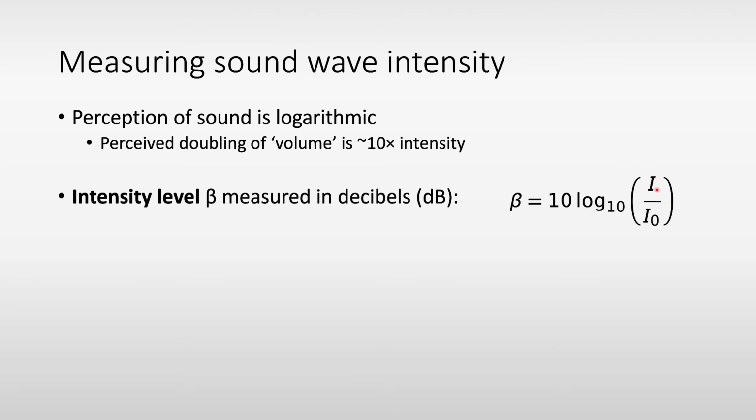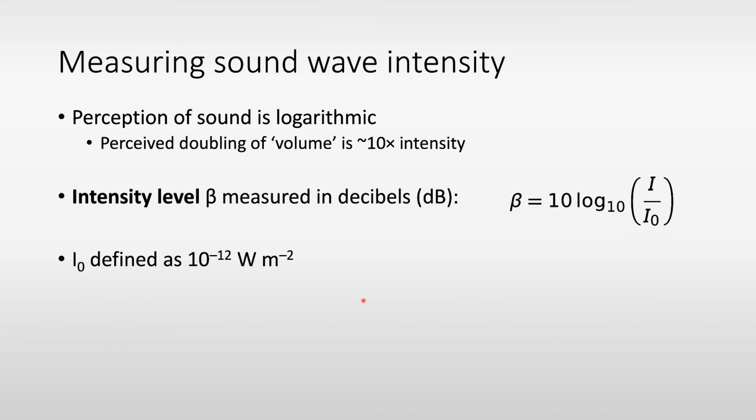So we have I over I0. In this case, I0 is defined as 10 to the minus 12 watts per square meter. The reason for this is that this is regarded as the limit of our threshold of hearing. This is the reference value against which we compare all sound waves. A tenfold increase in intensity should lead to us having a doubling of volume.